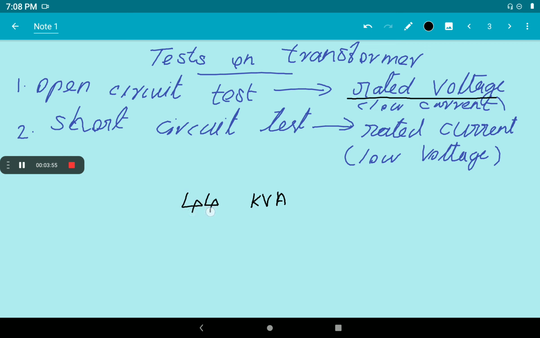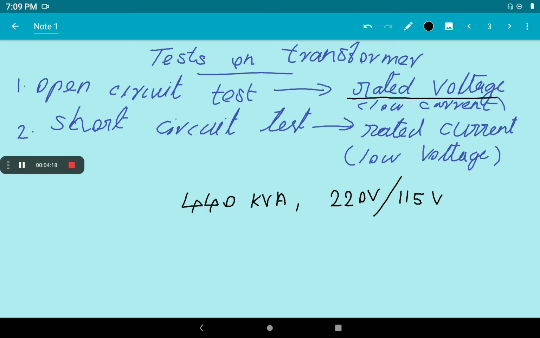A 440 kVA transformer may be there, and in the specification there will be the primary voltage and secondary voltage representation. Okay, so either 220 to 115 volt primary and secondary voltage will be specified, and kVA will be the power rating of the transformer.